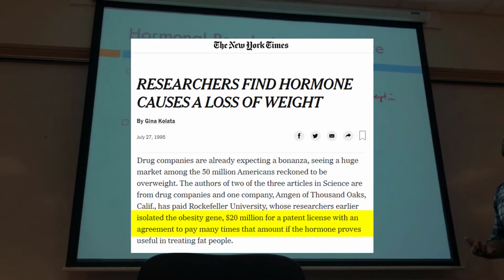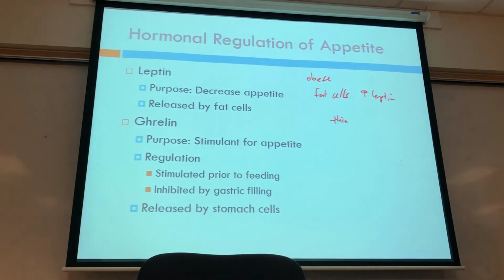So, as you know, we go from mouse trials and then we start to bring it out to clinical trials. Amgen started their clinical trials on obese people, gave them leptin, and found out that technically it really didn't do anything. So this was $20 million sunk into something.